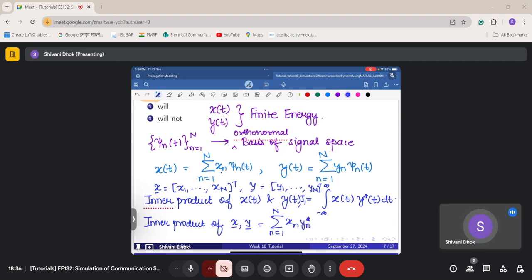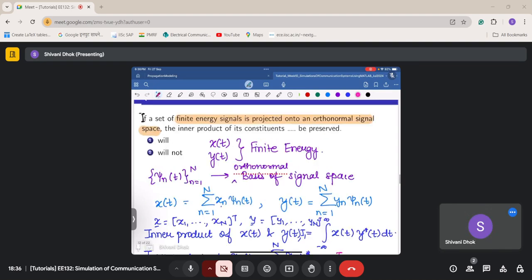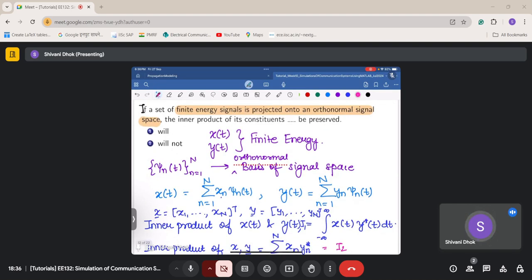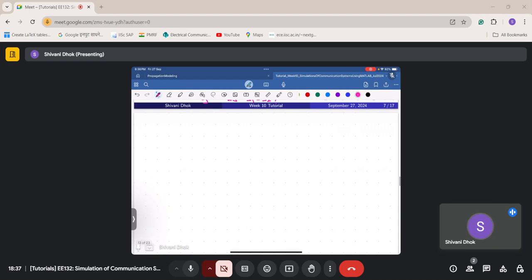Let's call the first inner product I1 and the second I2. The question is, is I1 equal to I2? That's all we need to figure out. If I1 equals I2, then it will be preserved, otherwise it will not be preserved. So let's start with finding I1. I1 is equal to integral from minus infinity to infinity x(t) into y conjugate of t dt.